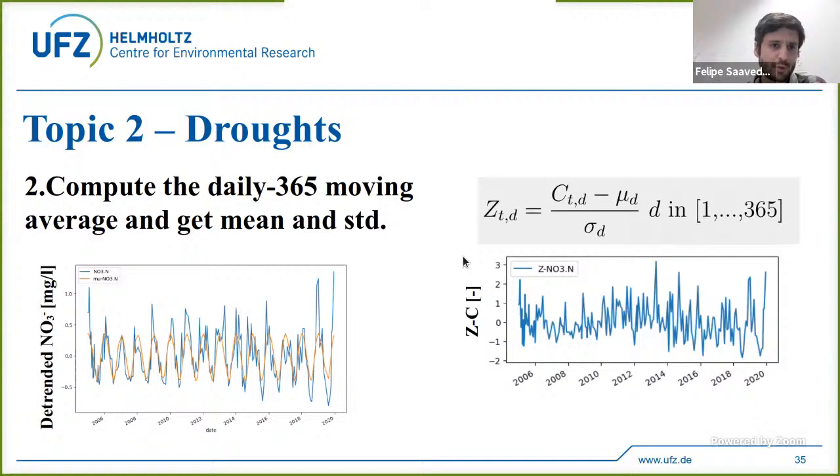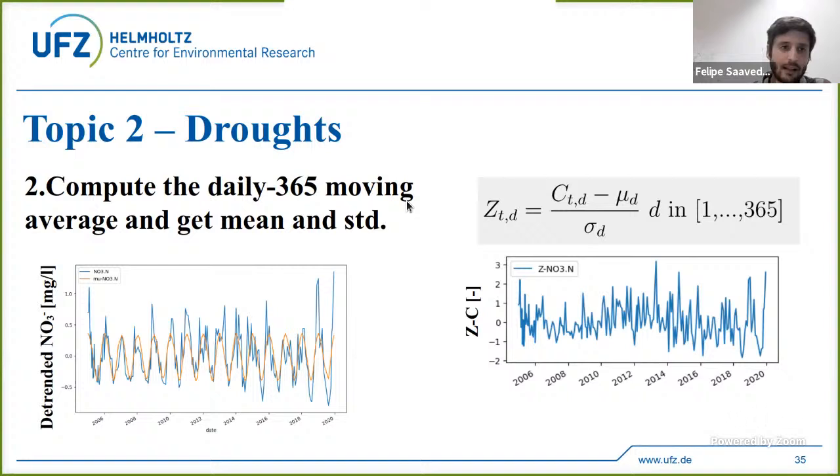Step two, I also wanted to remove the seasonality of the data. So I compute a moving window of 365 days. So this is one example. The orange line are always the same values. And then I will work with these anomalies compared to this seasonal pattern, which is written in this formula. So after this second step, the time series would look something like this.